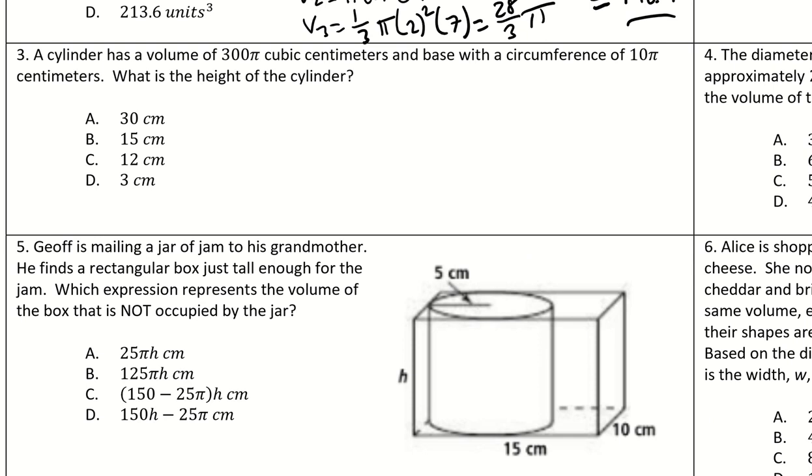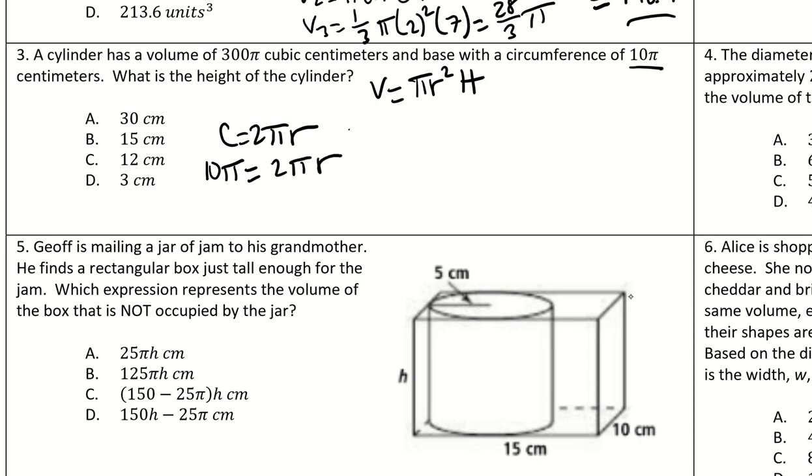A cylinder has a volume of 300 pi cubic centimeters and a base with a circumference of 10 pi. What is the height of the cylinder? The volume of a cylinder is pi r squared h. The circumference of a circle is 2 pi times r. They said the circumference was 10 pi, and we don't know what the radius is, so we're going to use this to find the radius. Let's solve for the radius here.